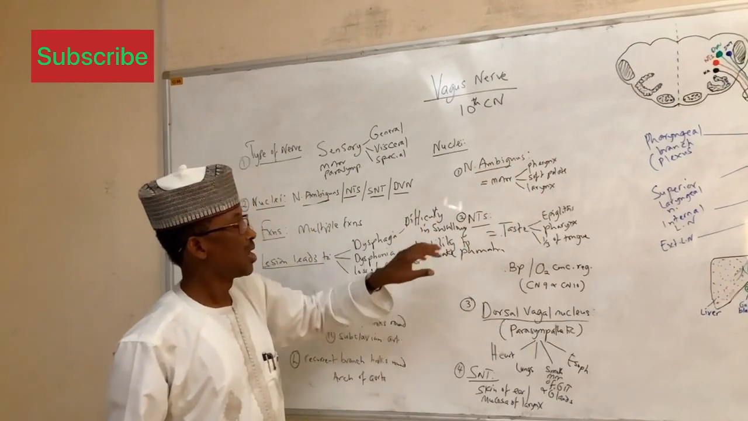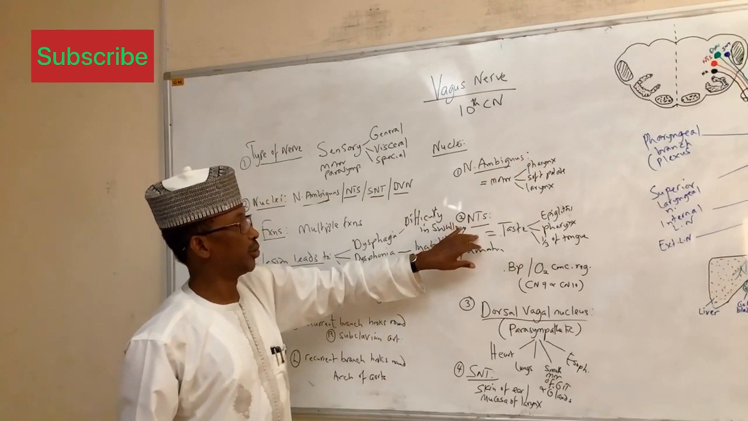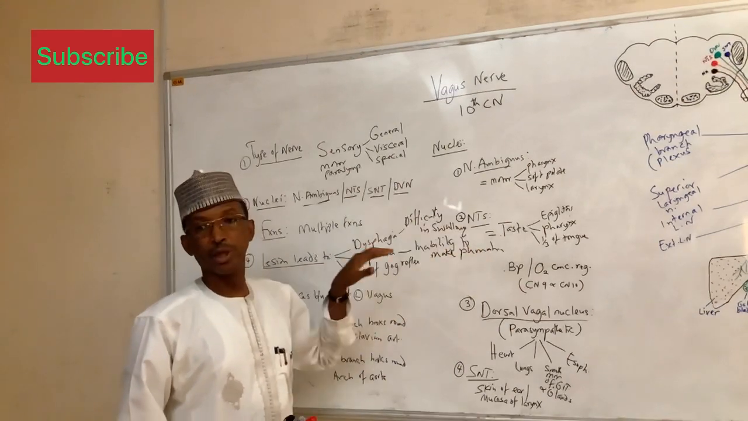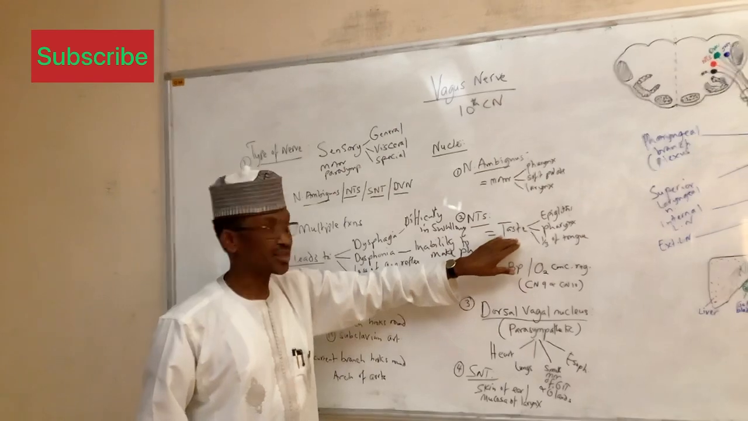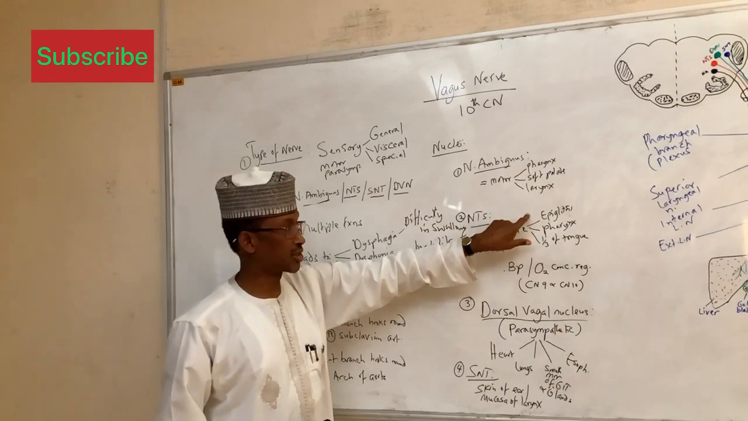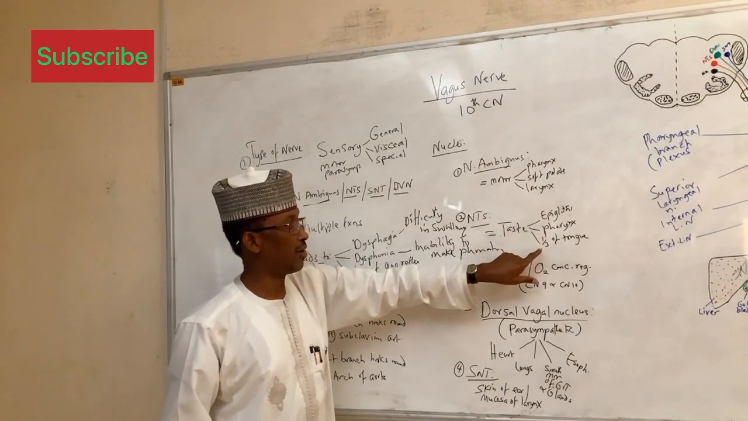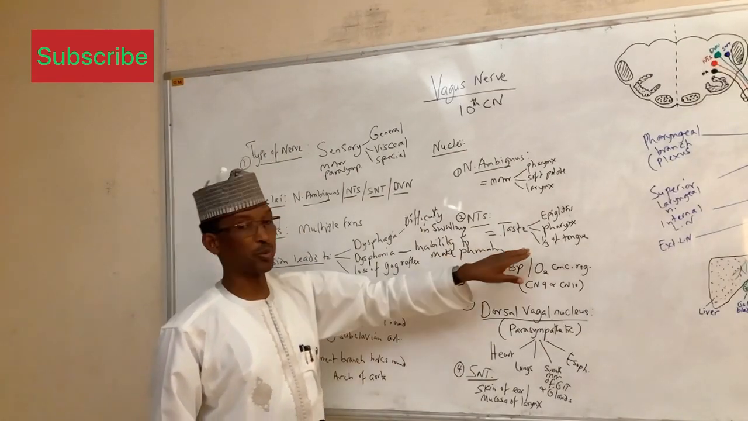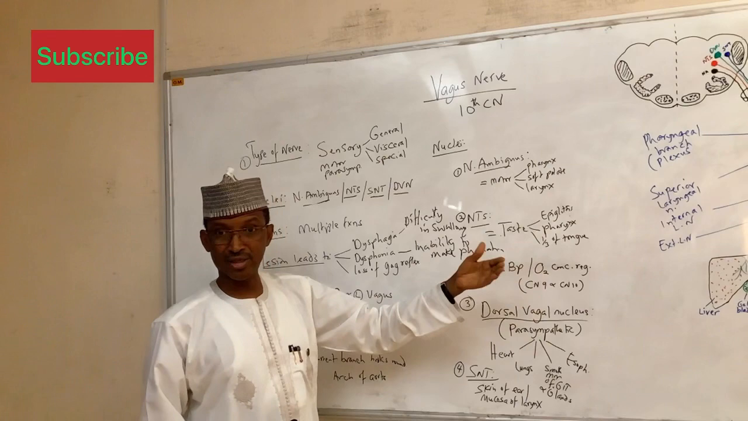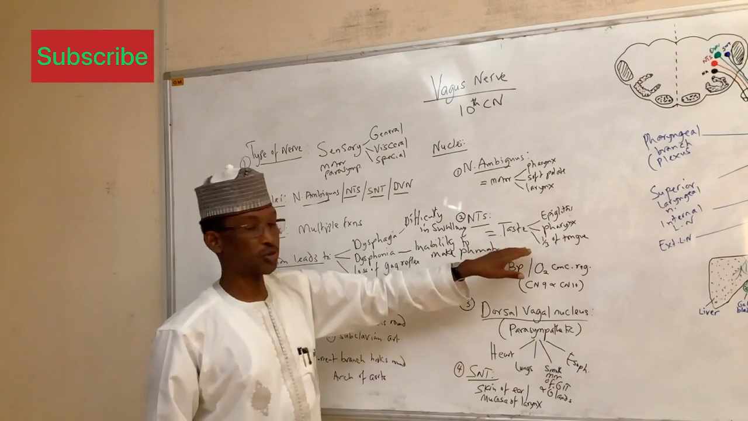The axons going into the nucleus of tractus solitarius carry taste sensation from the epiglottis, from the pharynx, and from the posterior one-third of the tongue. If you can remember, the glossopharyngeal nerve also carries taste sensation from the posterior one-third of the tongue.